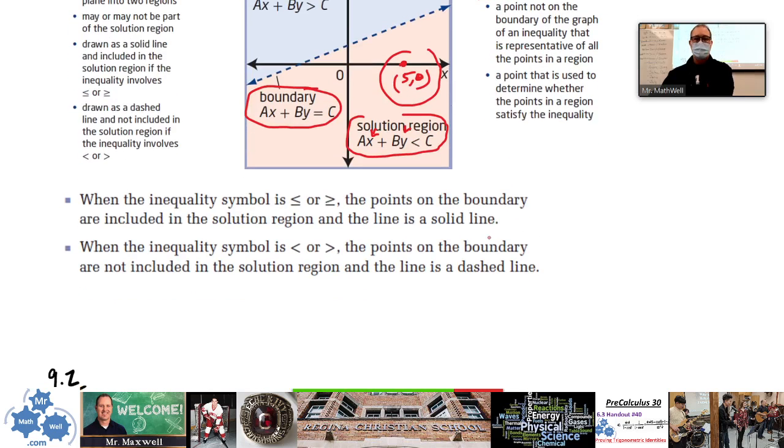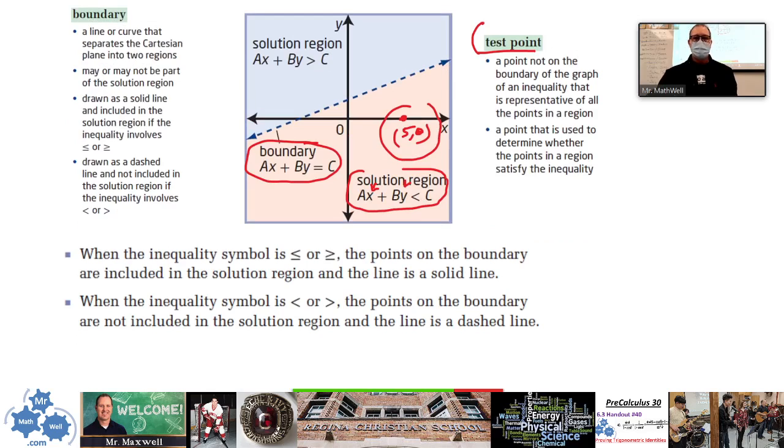Class, okay? All right, here's another thing I need to talk about. If we have a less than or equal to sign or a greater than or equal to, that means that the boundary line, or the boundary, is included in the solution region. That's the 'or equal to.' And that will show up as a solid boundary line. So the line will be a solid line, and that means that the points that are on the line are included in the solution region.